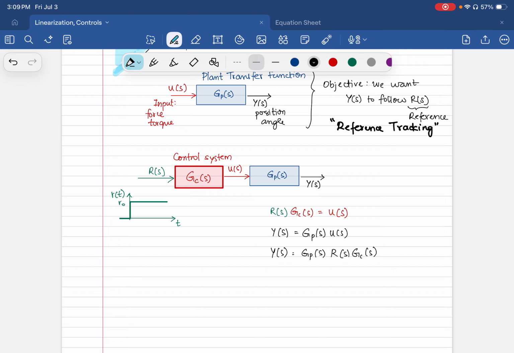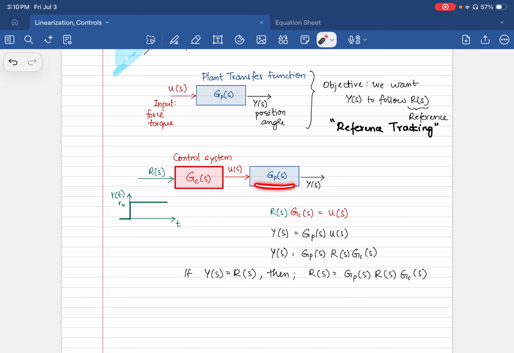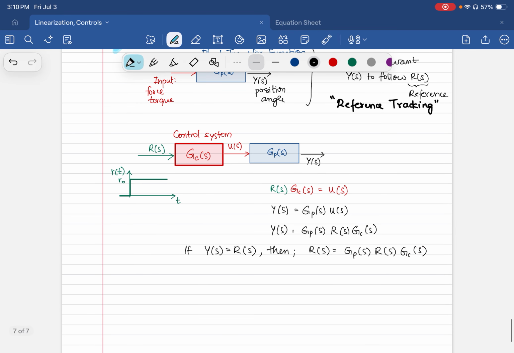Now, what is our entire objective here? We want Y of S to be equal to R of S. Then what does that mean? R of S is equal to GP of S, R of S, GC of S. Of course, GP of S is an aspect of how the system is developed, so we can't really change GP of S, but we can change GC of S because what you're trying to do is develop that control system.